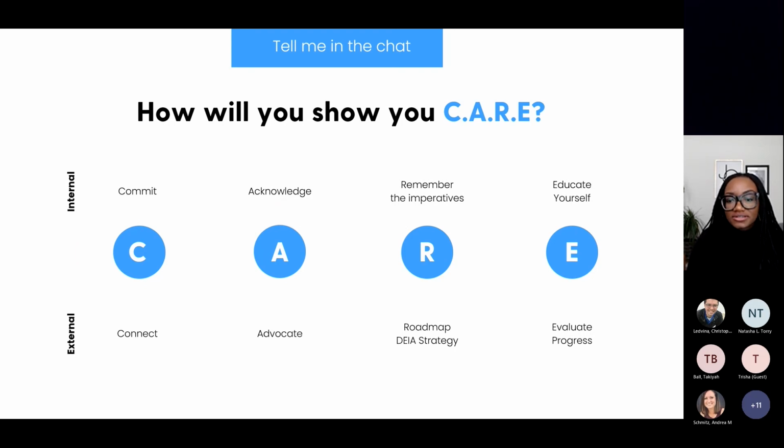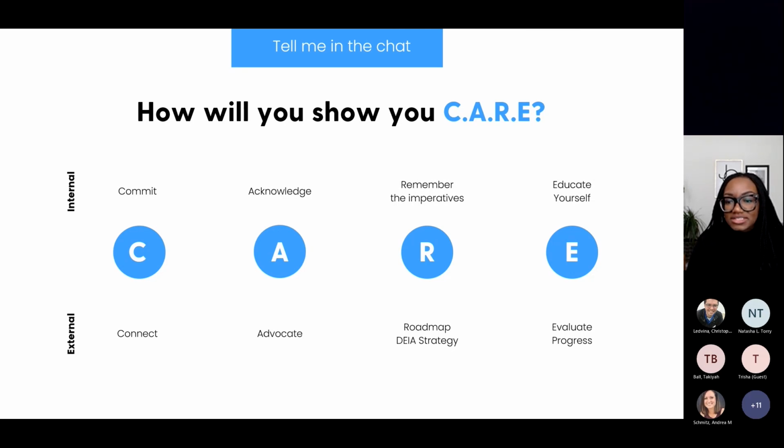Are you going to look externally? Or are you going to make actions? I'm sorry, not look externally. Are you going to make actions externally? So connect with people outside of your current social circles and professional circles. Grow your network. Are you going to advocate? Are you going to be an upstander and an ally? Are you going to work on your road mapping, DEI? Are you going to work on evaluating your progress? So let me know in the chat.